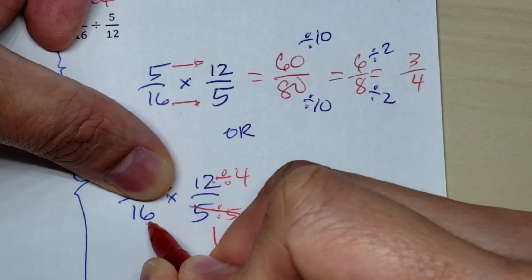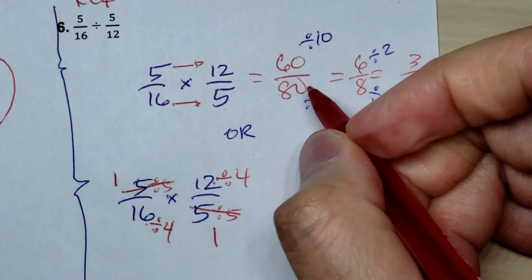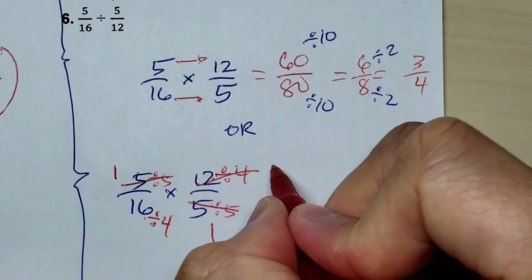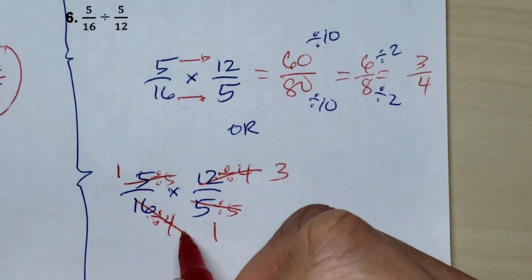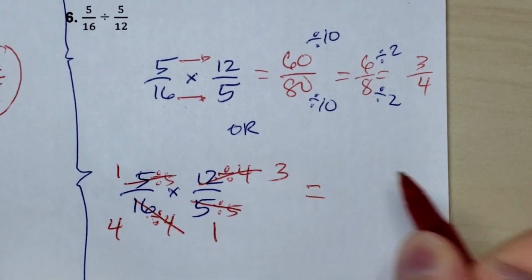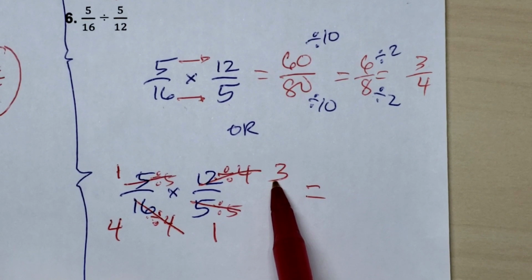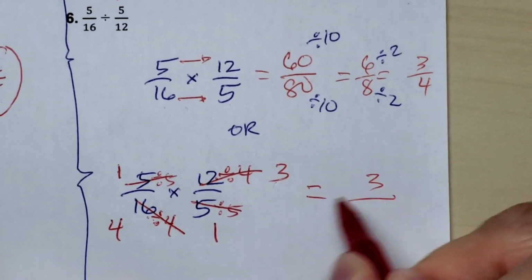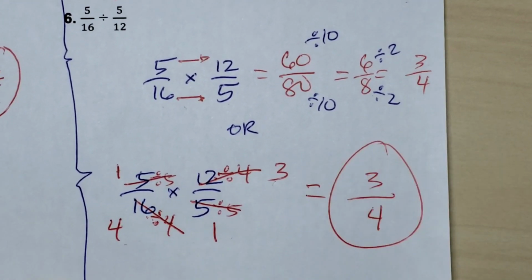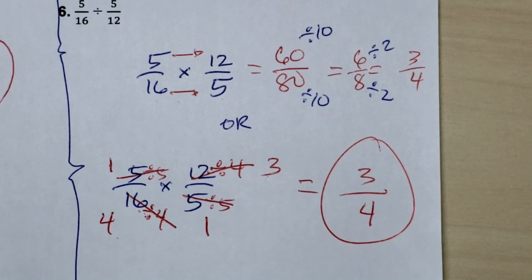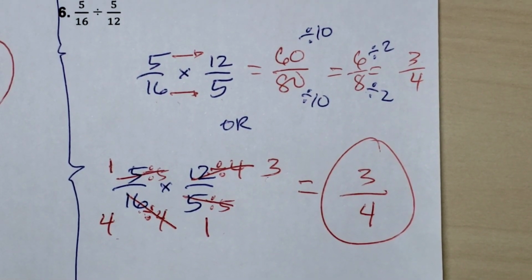So 4 is the common factor. So 12 divided by 4 is 3. 16 divided by 4 is going to be 4. Now we're going to do 1 times 3, multiply straight across, is 3, and 4 times 1 is 4. Makes life easier.